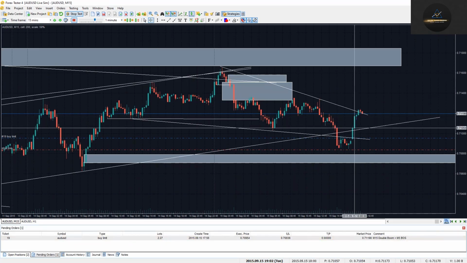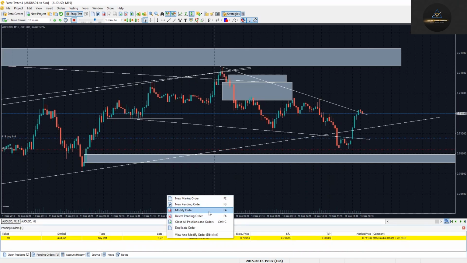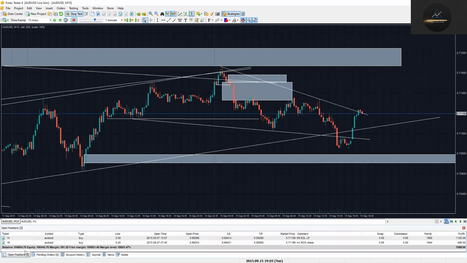We might get an entry here in this imbalance, but I'm still going to wait for a breaker structure entry. So this is the imbalance that I'm interested in. Why? Because it broke this significant high and it's a boomerang retest. So let's go ahead and remove that. That would have been a very nice entry, but we didn't get it.